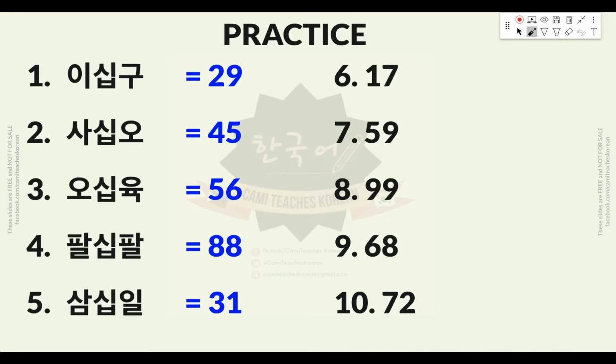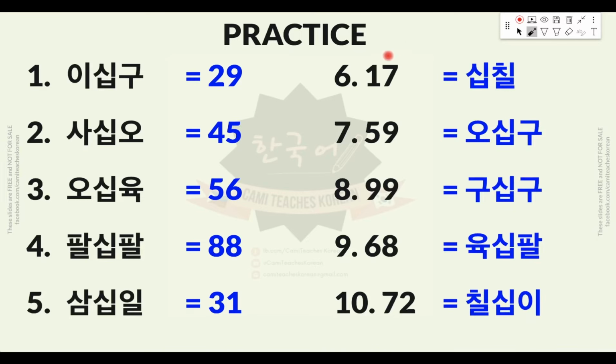Okay, let's move on to numbers 6 to 10 po. So, 17, 59, 99, 68, and 72. Let's read it na po. Paano natin ihahanggul to? How do we write it in Korean? So, first 17 is shipchil. For 17, we have shipchil.